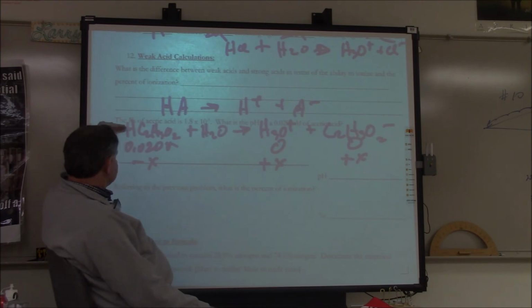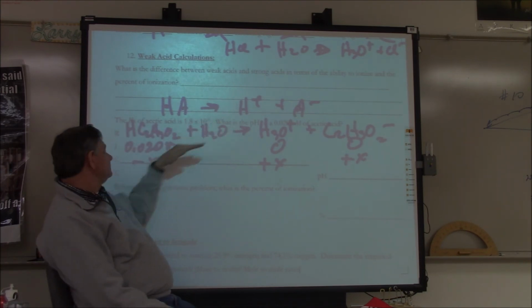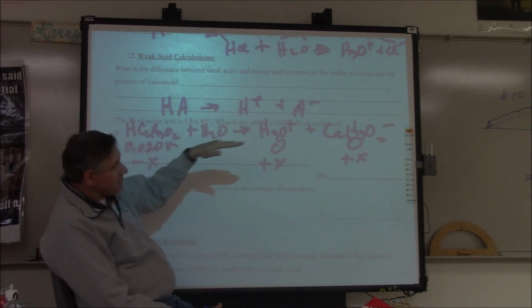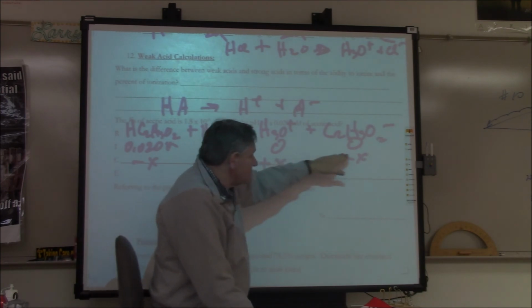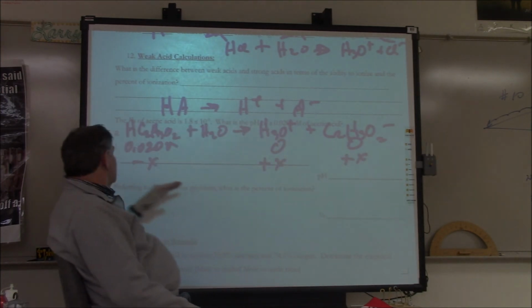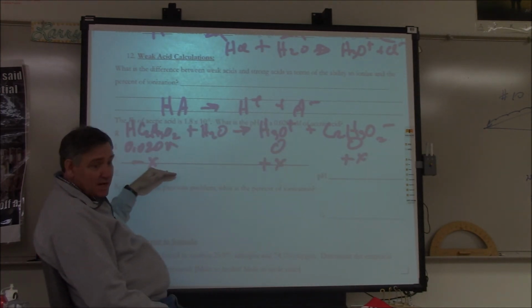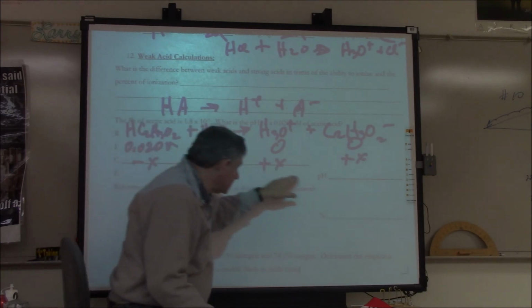Here's my reaction, acetic acid. It's going to ionize some. Here's my initial concentration of my acetic acid, 0.02. This is going to be 0. This is going to be 0. I'm going to lose some of this. I don't know how much. I'm going to put plus X, plus X.